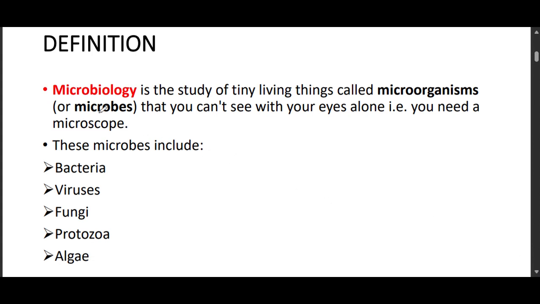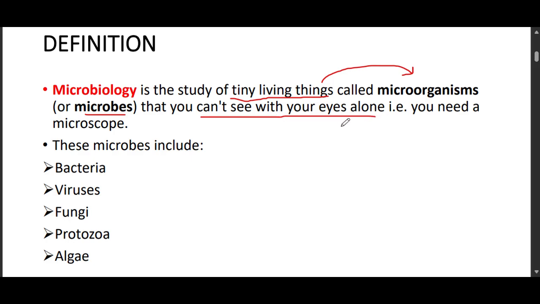All right, so by way of definition, what is microbiology? Microbiology is simply the study of tiny living things. These tiny living things are what we refer to as microorganisms. We can say microorganisms or we can say microbes. These microorganisms are tiny living things that you cannot see with your naked eyes.